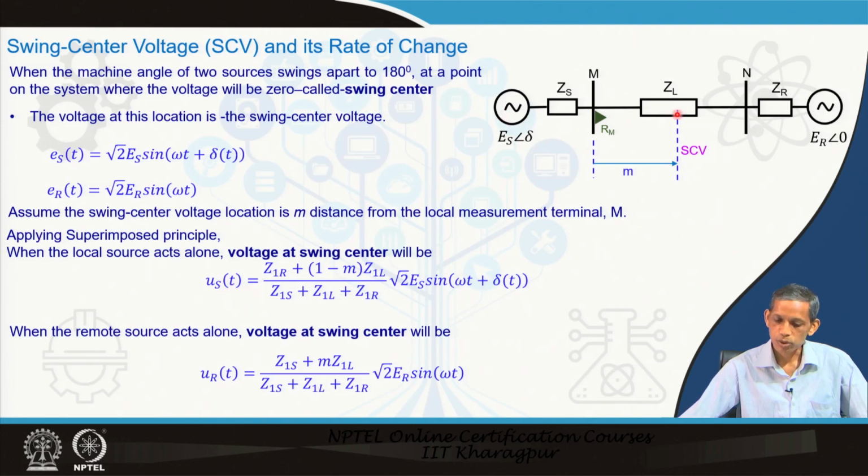So, the voltage at the swing center contributed by only this source, not this source, is short circuited at that time. So, that becomes equal to the corresponding impedance from here to here, which is Z1R plus (1 minus m) Z1L, this side, upon Z1S plus Z1L plus Z1R, the total impedance of the system, into this voltage.